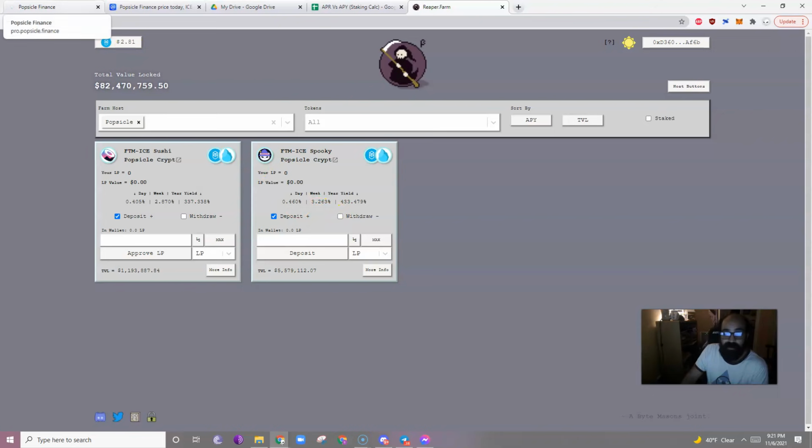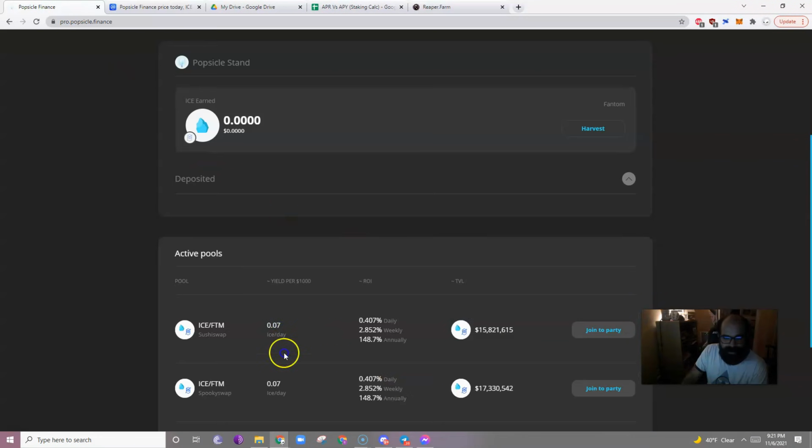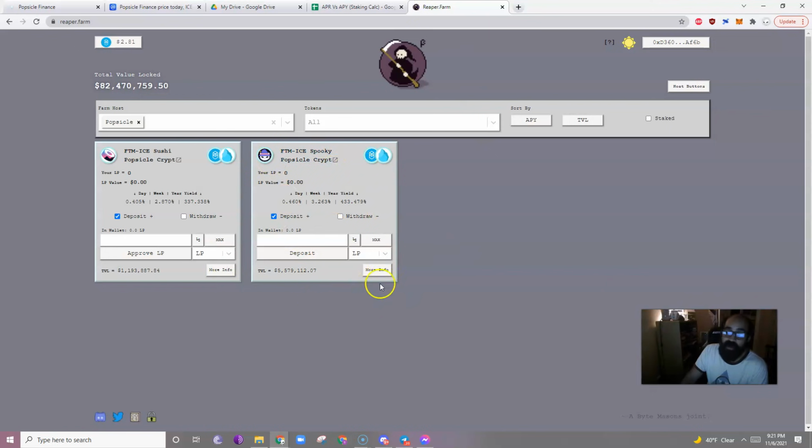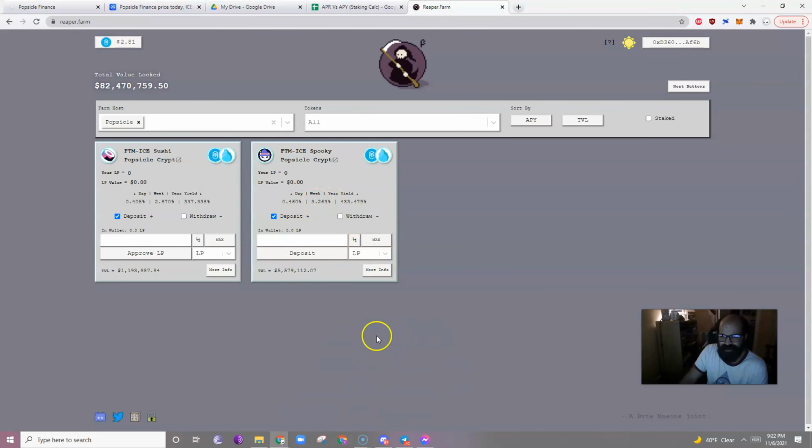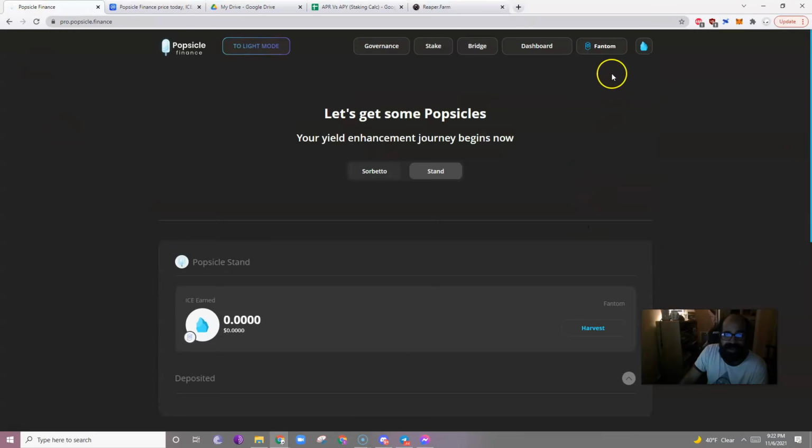And if we look at which one has more TVL, this is Spooky, this is Sushi. The Spooky has more, probably because they know what's going on. And a lot of people are probably utilizing this Reaper farm, which is adding to that TVL. So if I was going to do these, I would do the auto compounding on Reaper for sure, because I don't want to spend a lot of time compounding manually. So just an option. Great pools, both of them. Consider them. And that's pretty much it.